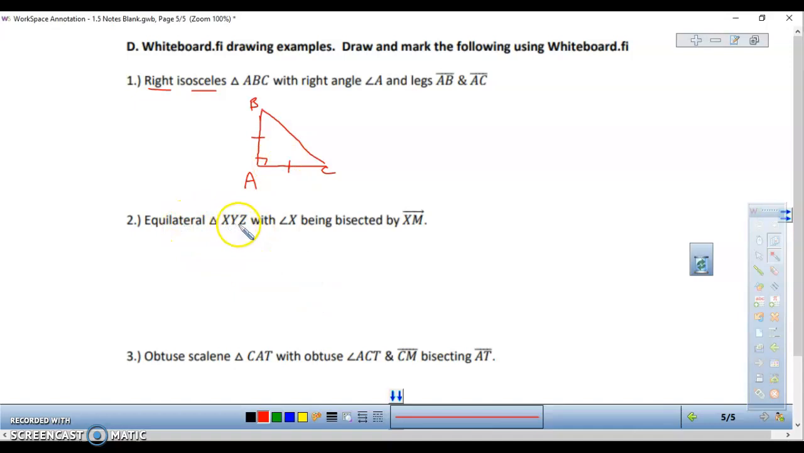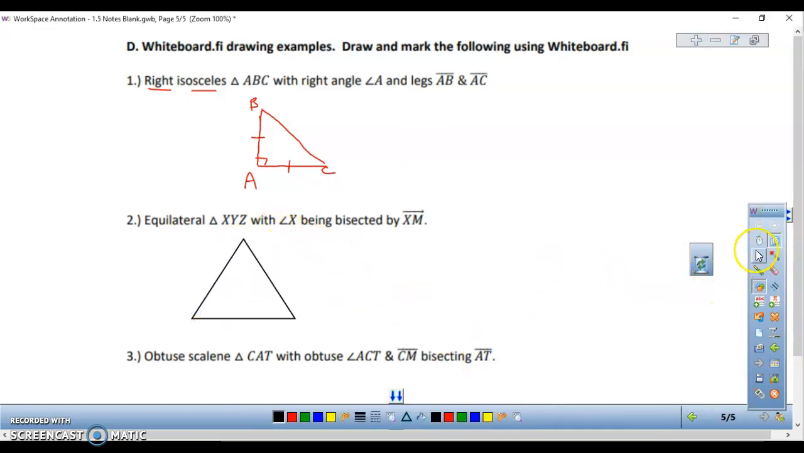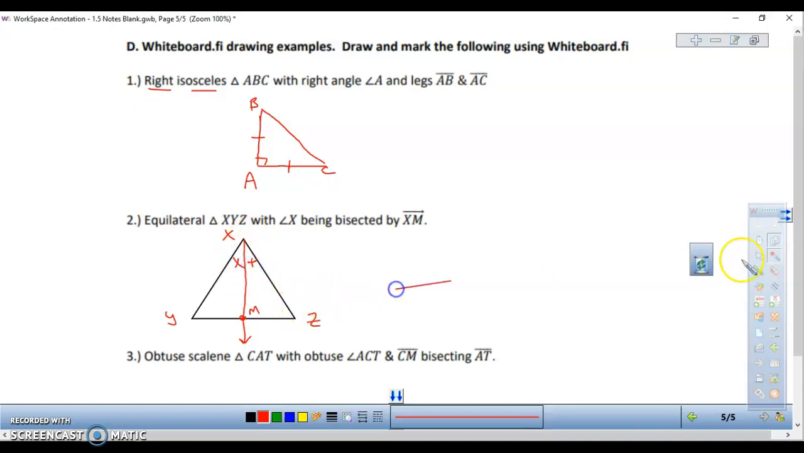This one I want an equilateral triangle, so I'll go ahead and draw that. And I'm going to cheat a little bit to make this one nice and pretty. You guys don't have that option, I imagine, but check it out. Boom, I got an equilateral triangle. It's XYZ. So X, Y, Z. And I want angle X to be bisected by ray XM. So I'm going to bisect angle X. And I'm going to call that ray XM. And I'm going to mark that it's being bisected with my little angle congruency marks.